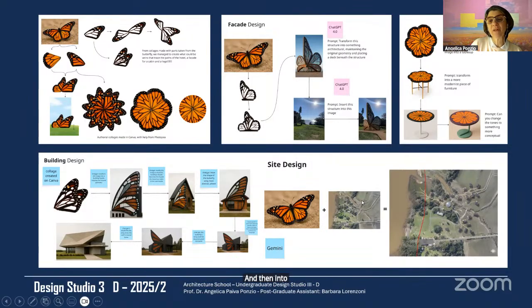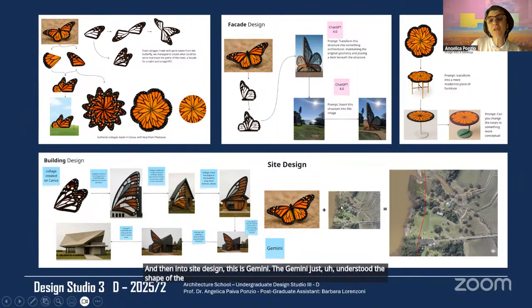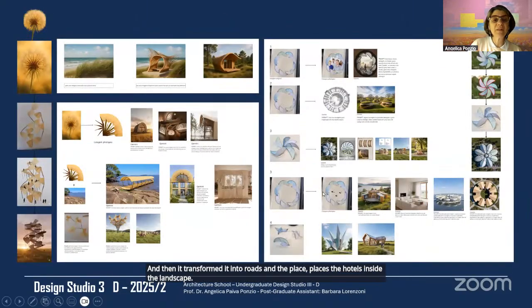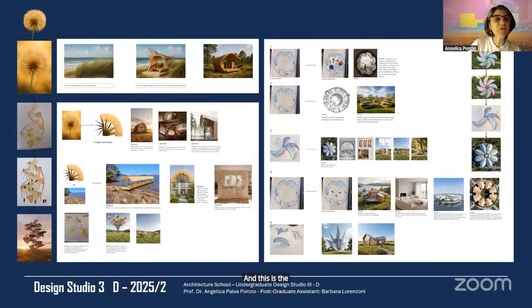This is Gemini. The Gemini just understood the shape of the butterfly with our site picture, and then we transform it into roads and the place the hotels inside the landscape. And this is the last image I'm going to show. I try to keep up with the time.